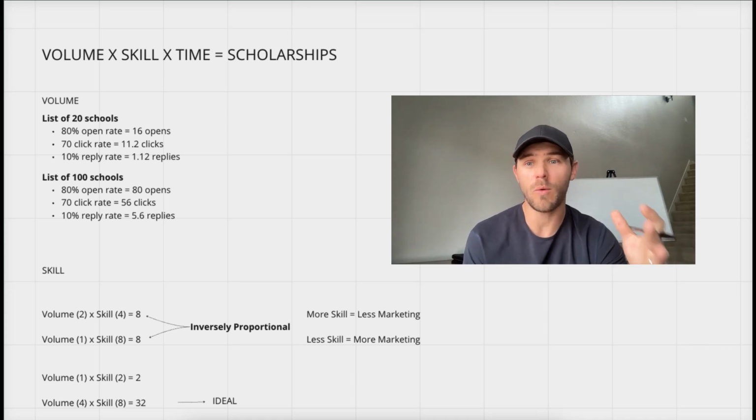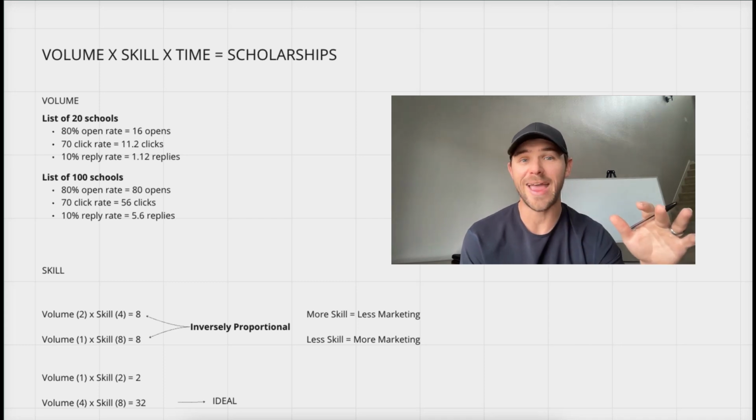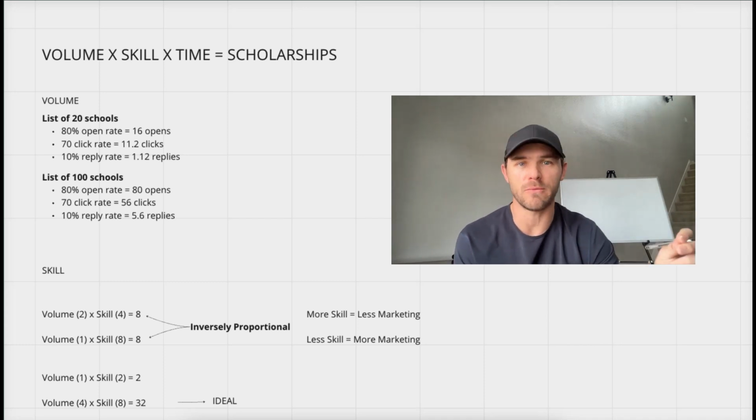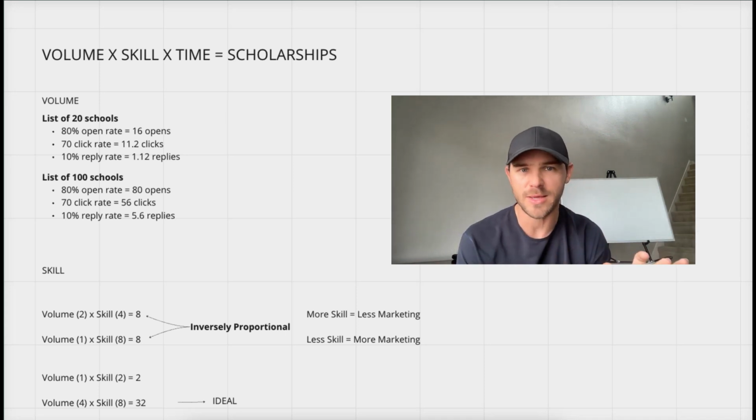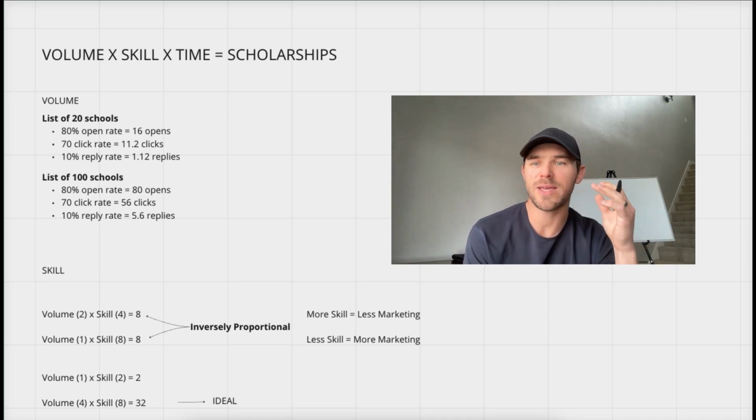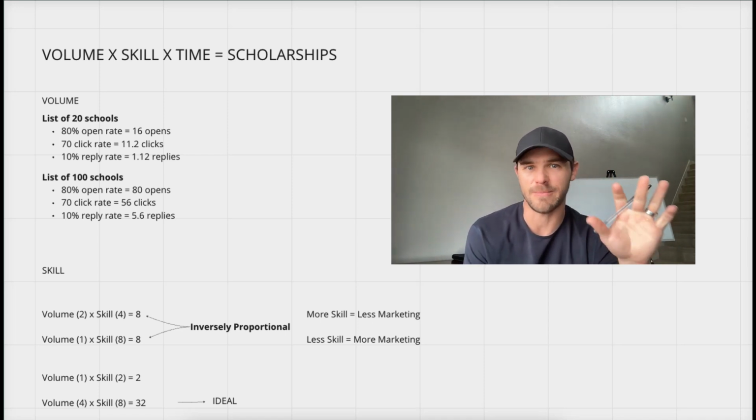Now, let's look at what happens if we don't improve any part of this process except the amount of volume that we send, right? The email doesn't get better. The video doesn't get better. The player doesn't get better. Everything else remains the same except for the amount of volume that we send. Look what happens. Let's say we email 100 schools. That's 5 times as many schools.